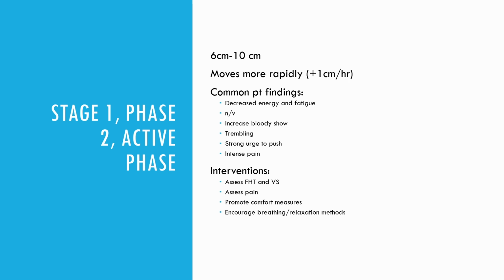Some common findings or complaints the patient might have during this time: they're going to have decreased energy and fatigue. Think that first phase of labor can last 9 to 12 hours. Okay. Nausea and vomiting is very common, especially as we get to 8, 9 centimeters. Have an increase in bloody show, so you'll notice an increase in bloody vaginal discharge. They could be trembling. They'll be like, I'm not cold, why am I shaking? It's their body's way of conserving energy to help them conserve some of their blood for when they deliver.